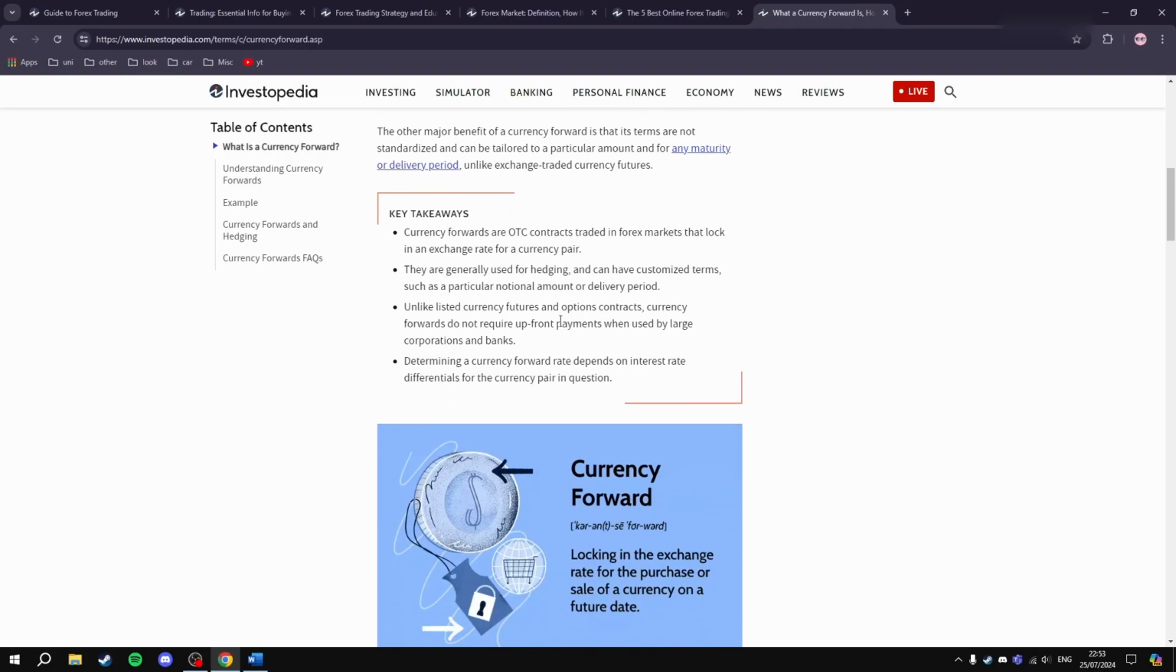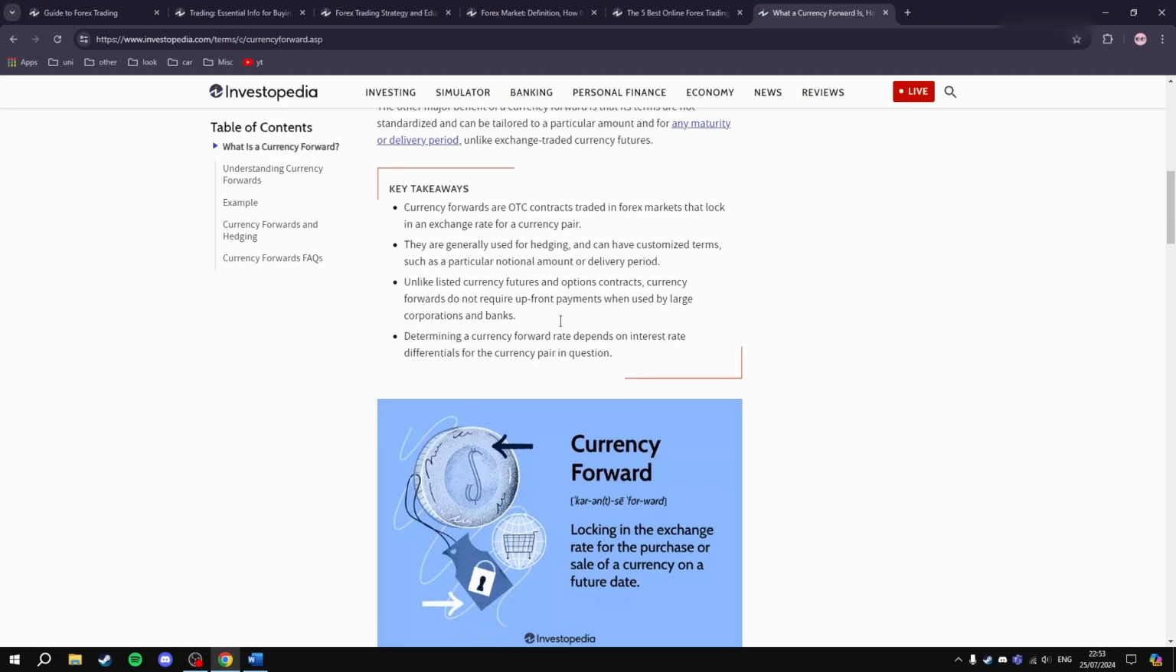The other major benefit of a currency forward is that its terms are not standardized and can be tailored to a particular amount and for any maturity or delivery period, unlike exchange traded currency futures, ETFs.